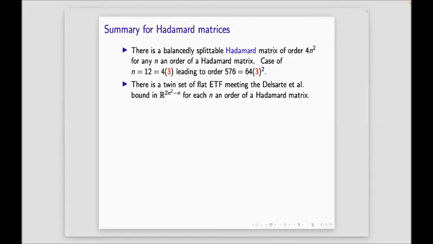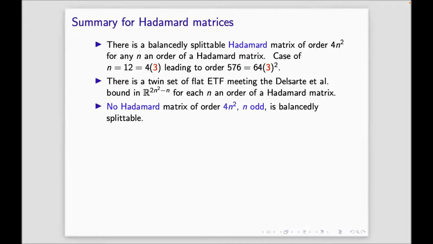And here I have n equal 12, so it is 4 times 3, leading to an order 576, which is 64 times 3 squared. There is a twin set of flat ETF meeting the Delsarte et al. bound in R^(n squared minus n) for each n an order of Hadamard matrix. And no Hadamard matrix of order 4n squared, n odd, is balancedly splittable.